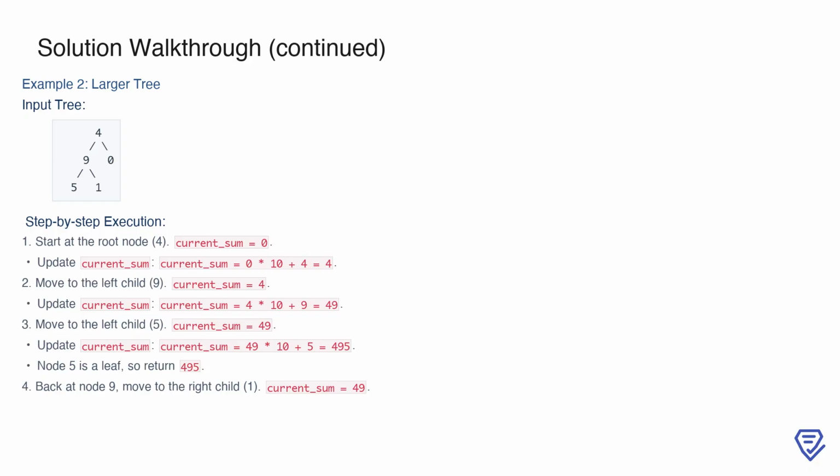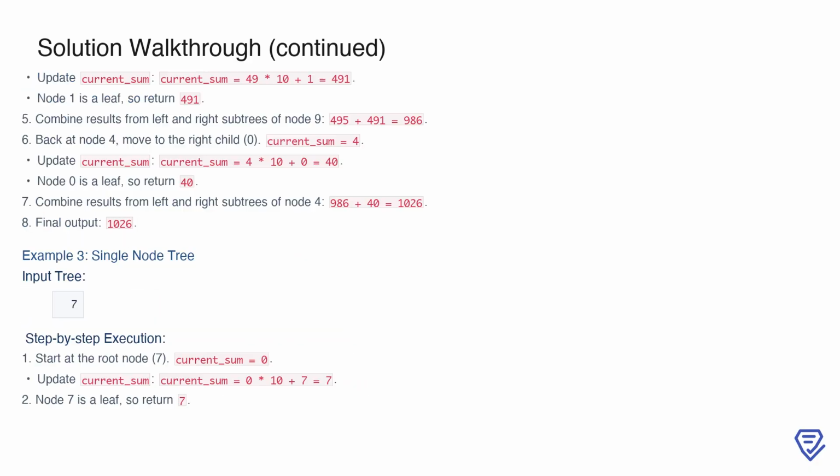Continuing further down the left subtree, we reach node 5, and the current_sum becomes 49 * 10 + 5 equals 495. Since node 5 is a leaf, we return 495. Next, we go back up to node 9 and explore its right child, node 1, where the current_sum is again 49. At node 1, we update the current_sum: 49 times 10 plus 1 equals 491. Since node 1 is a leaf, we return 491. Now, we combine the results from the left and right subtrees of node 9, 495 plus 491 equals 986.